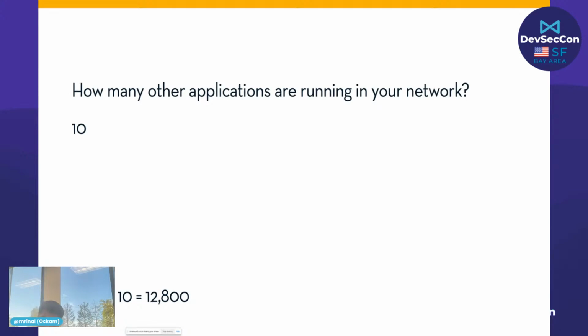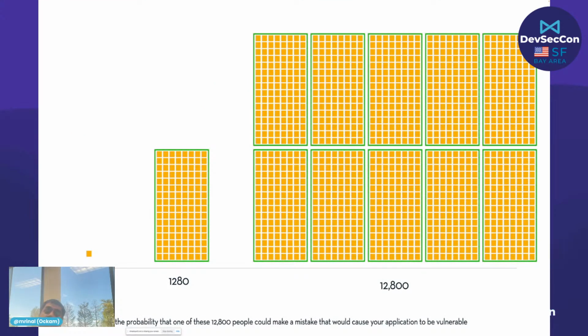So suddenly we've gone from 1,280 people who could potentially make a mistake to 12,800 people who could potentially make a mistake and compromise my application. And we could discuss for hours whether this number is correct or not. But let me make a point. Stay with me for a few more slides, and it doesn't matter whether this is correct or not. What matters is the order of magnitude. We're growing by multiple orders of magnitude, right? That's the point I'm trying to make.